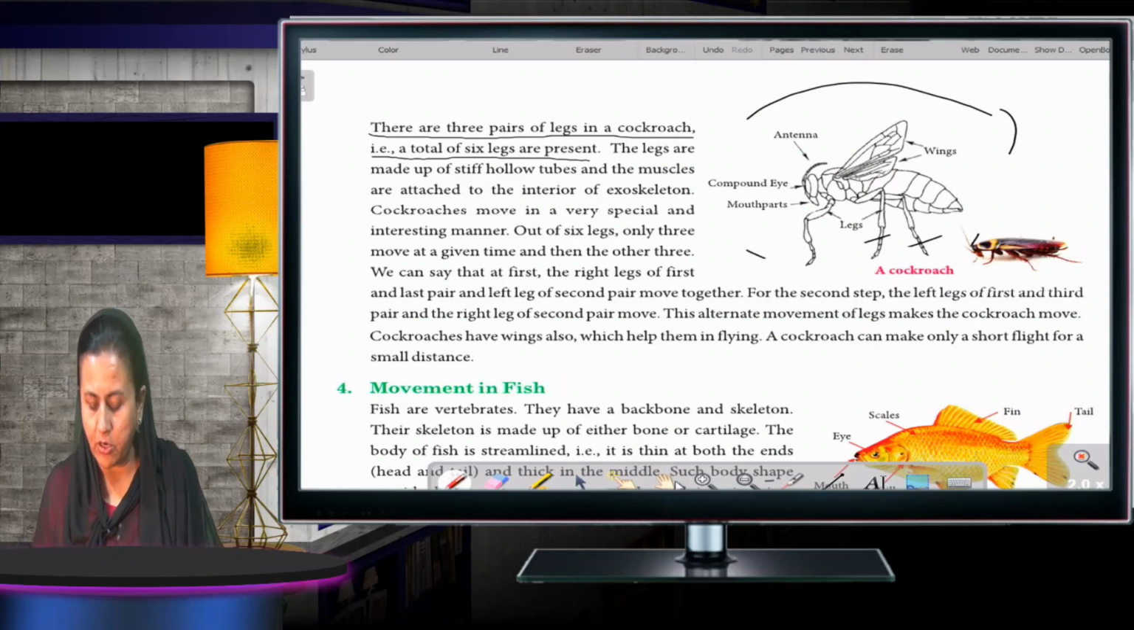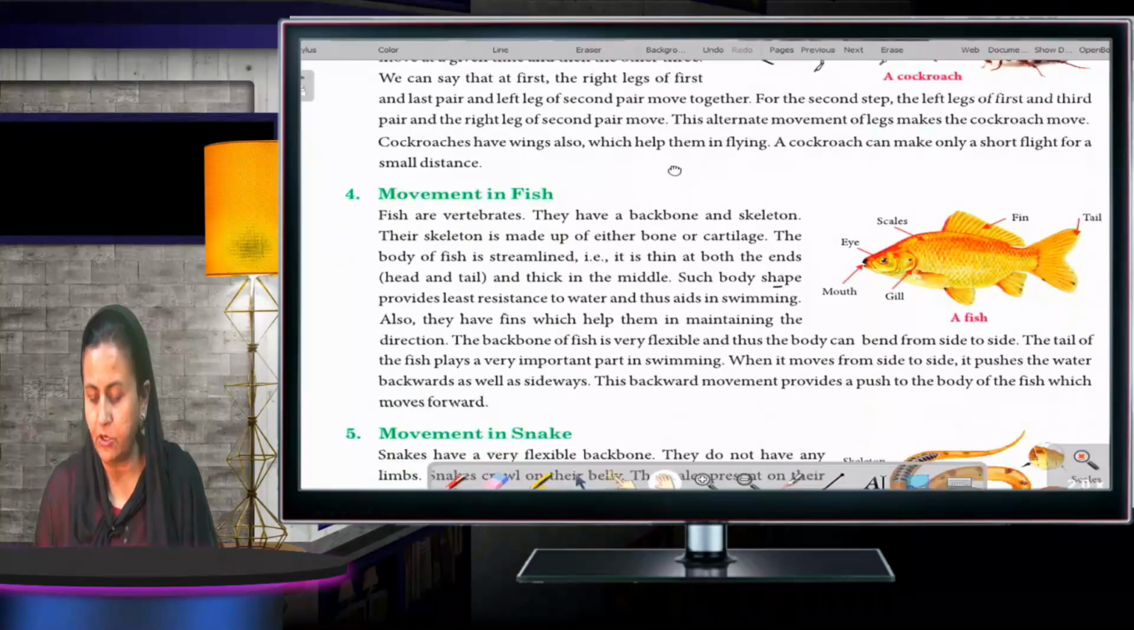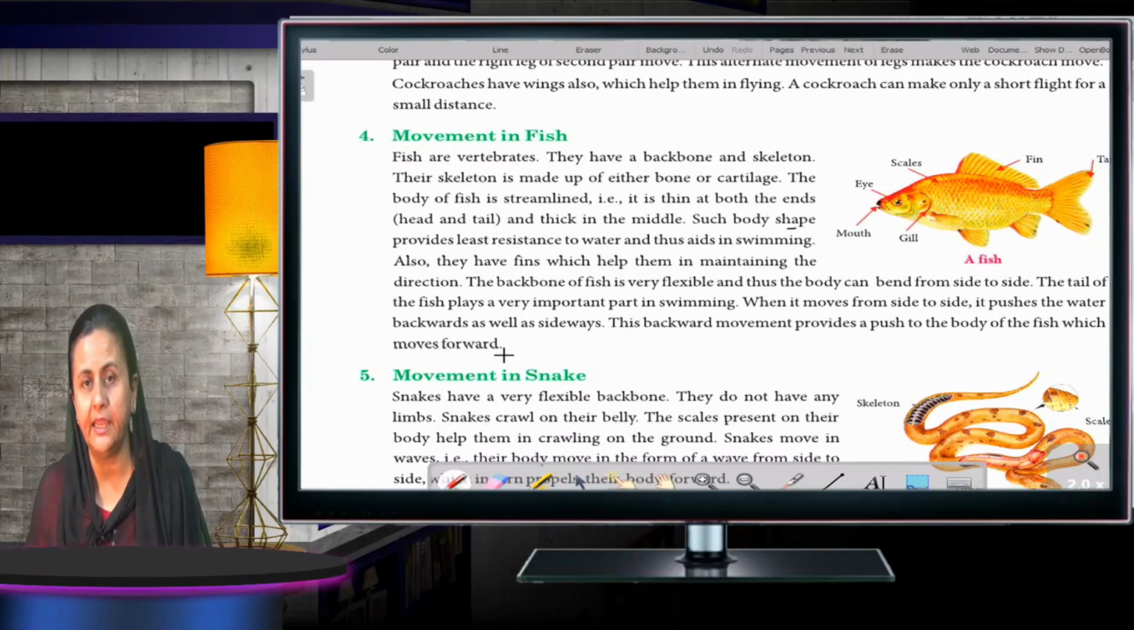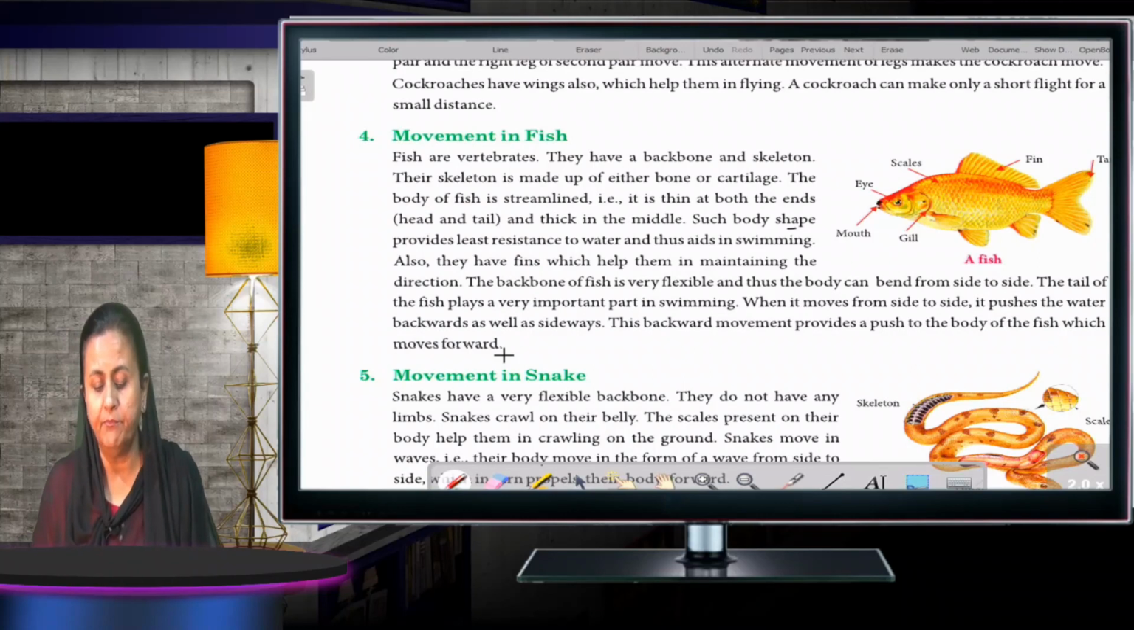Okay, now we'll talk about movement in fish over here. As you can see on your screens also, fish are vertebrates. Okay, just now I have told you about snail, I told you about earthworm, they were invertebrates. Now we are going to talk about the animals which have a backbone. Okay, first is the fish.